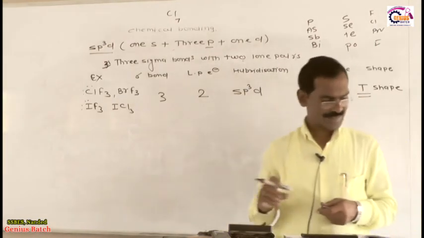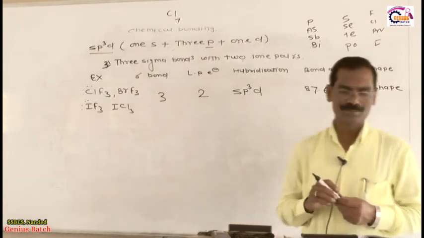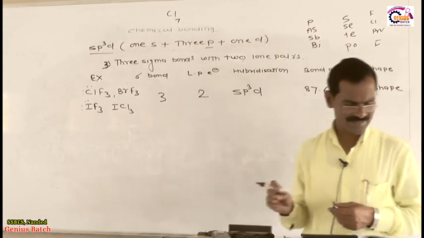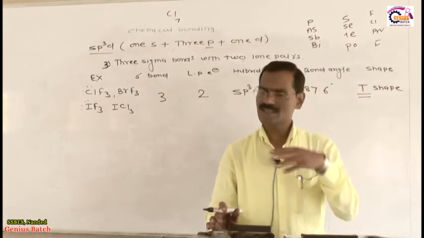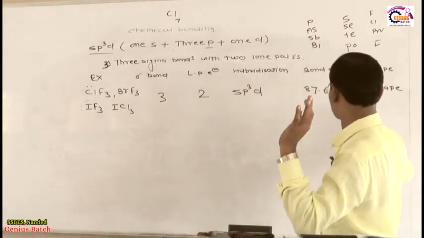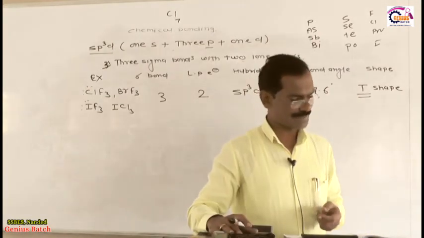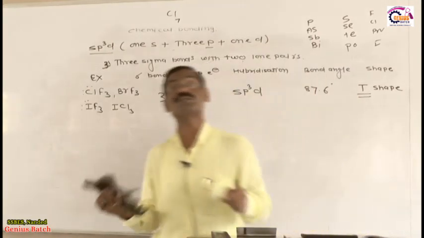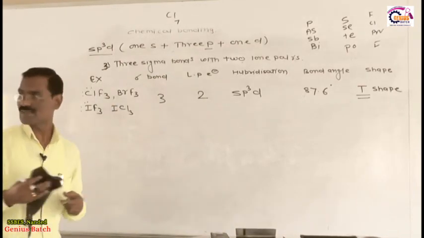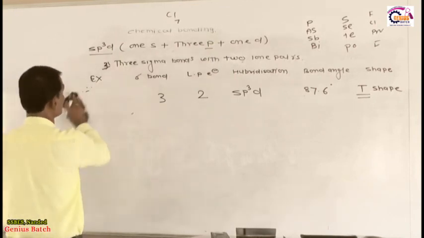Listen very carefully: in all the cases with 3 sigma bonds and 2 lone pairs, the shape of the molecule becomes T shape, dear student. Now the next and very interesting case we are considering is 2 sigma bonds with 3 lone pairs. This is the last and final case.